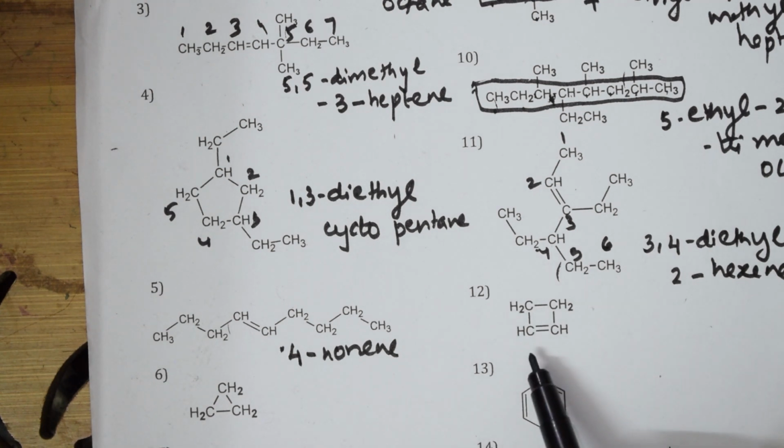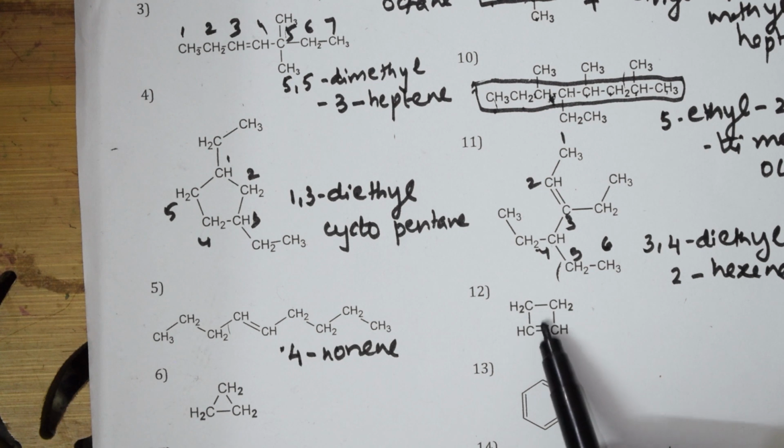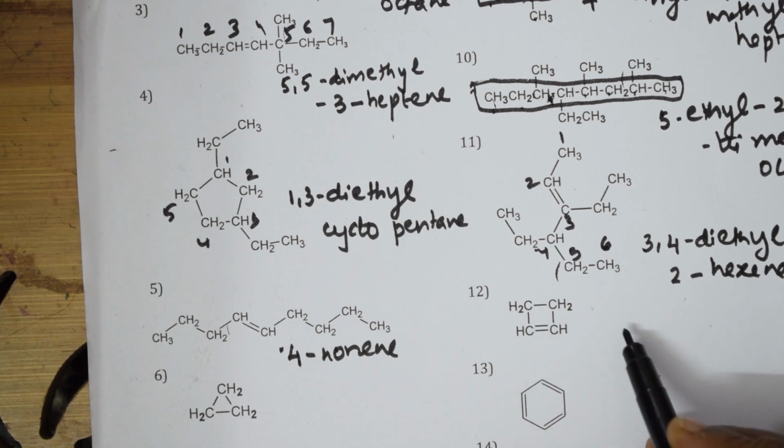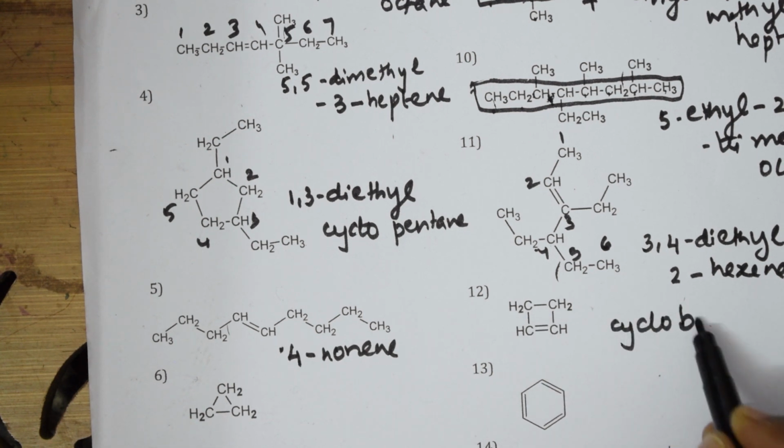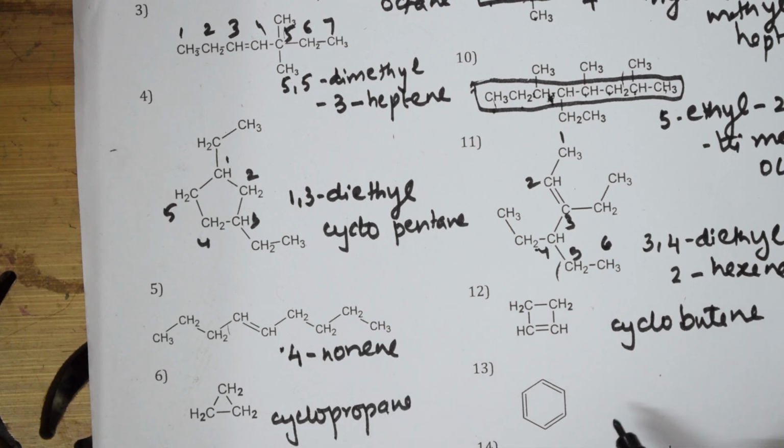Now let me name this compound. This is a cyclo group. Yes. So how many carbons? 4 carbons. But there is a double bond. So this is cyclobutene. Over. Let's name this. Here again it's a cyclo compound. There is no double bond, only single bond. That means it is an alkane. So cyclo, 3 carbons is propane. Cyclopropane. Suppose if I have to name this simple compound, this is a benzene compound.